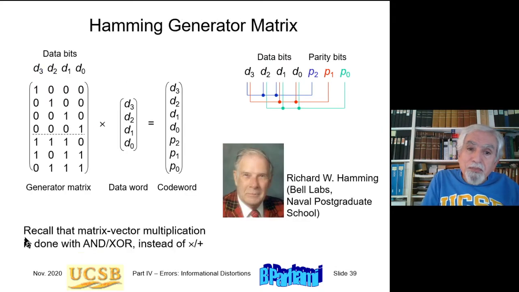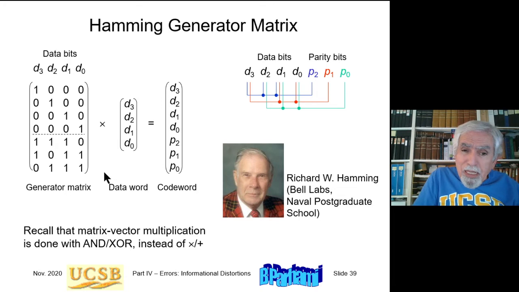So this is nice. Just in case you're curious, this is Richard W. Hamming, inventor of Hamming code. He was at Bell Labs for many years, and then later in life he went to the Naval Postgraduate School up in Monterey, California.